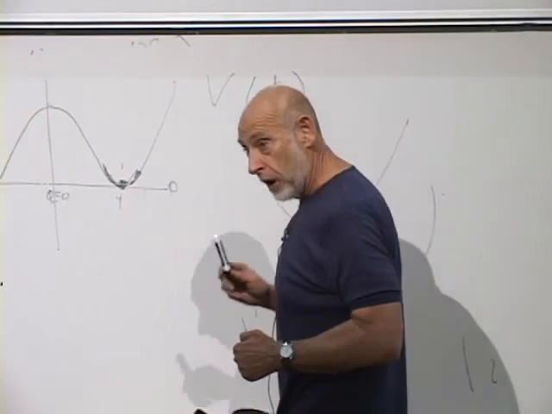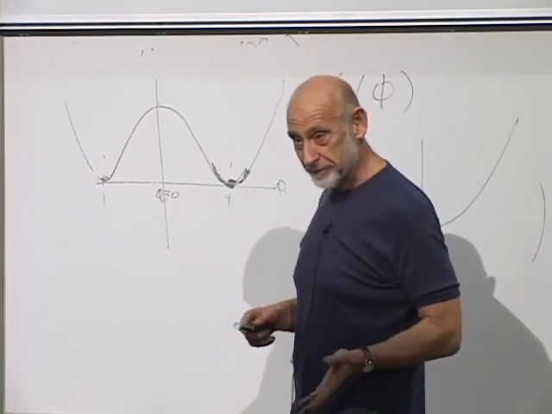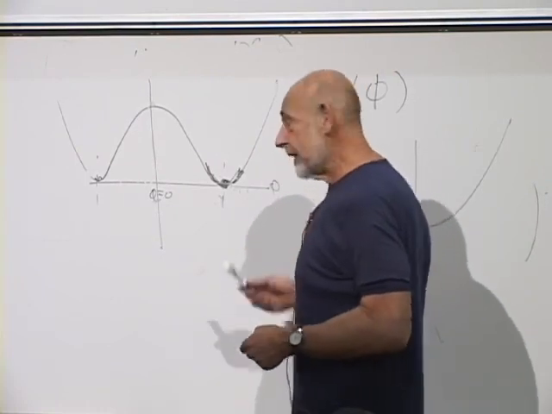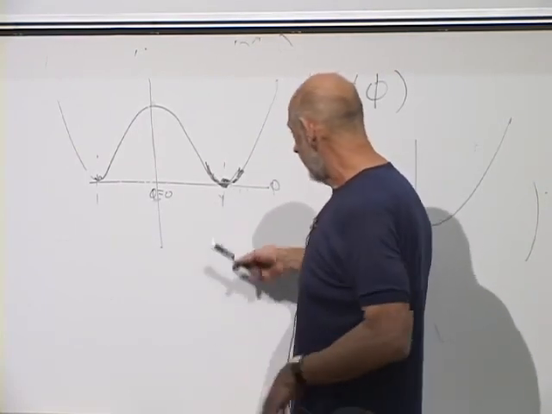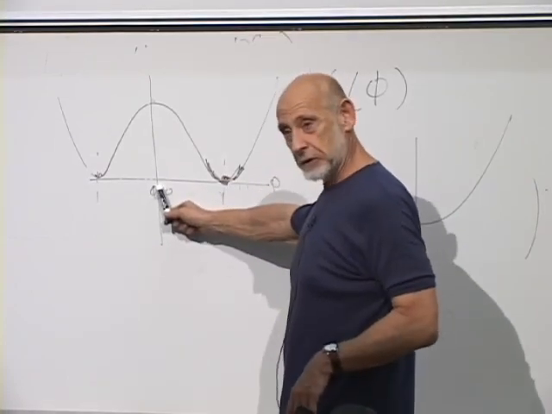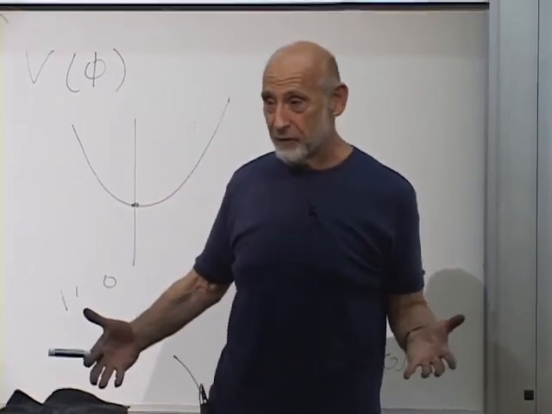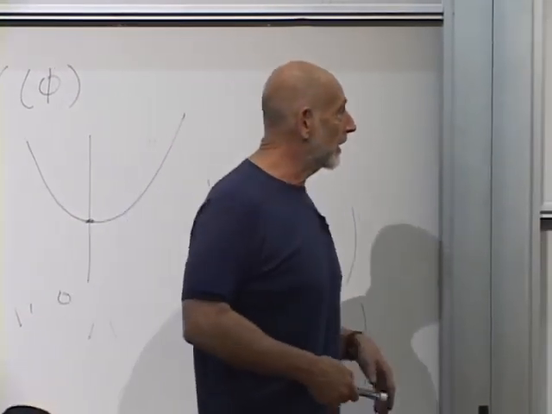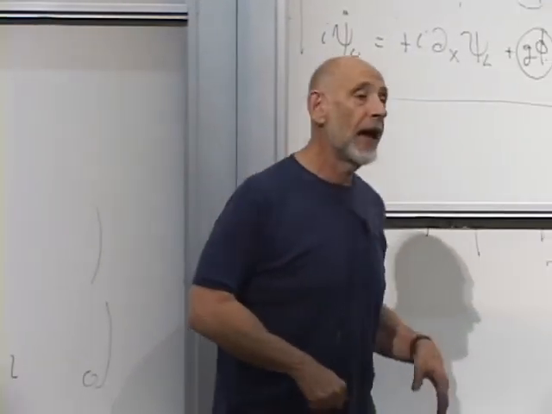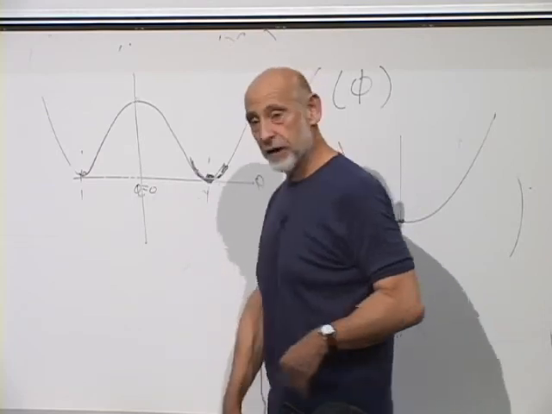All of the particles that we know of, with the exception of one, namely the photon, would be massless, would not have mass, if the Higgs field was at the center here. The photon is an exception only because it doesn't have any mass. It's not an exception. It has no mass. But all the particles that have mass have it because the Higgs field is not at the center.